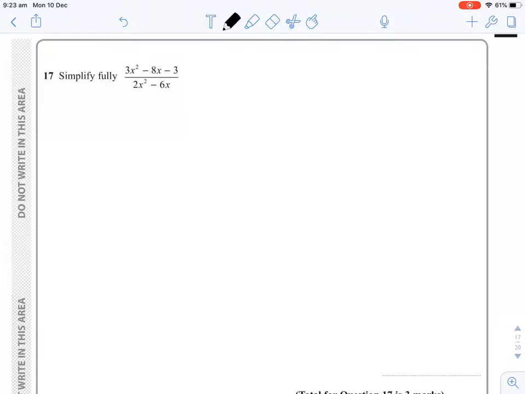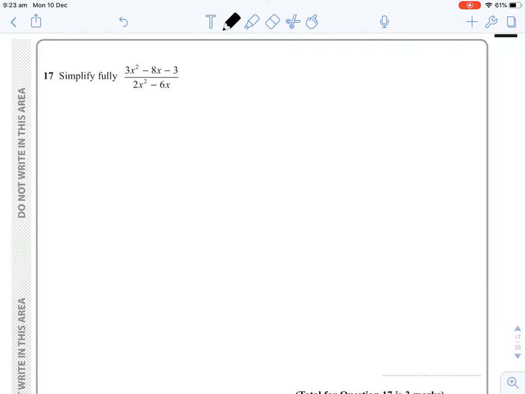Question 17. Simplify fully (3x squared minus 8x minus 3) over (2x squared minus 6x). Now what we cannot start doing is just crossing x's out from top and bottom like this, because there's no x in this part here at all. So we can't go about doing that. So what we're going to do is look at factorising the top and the bottom.